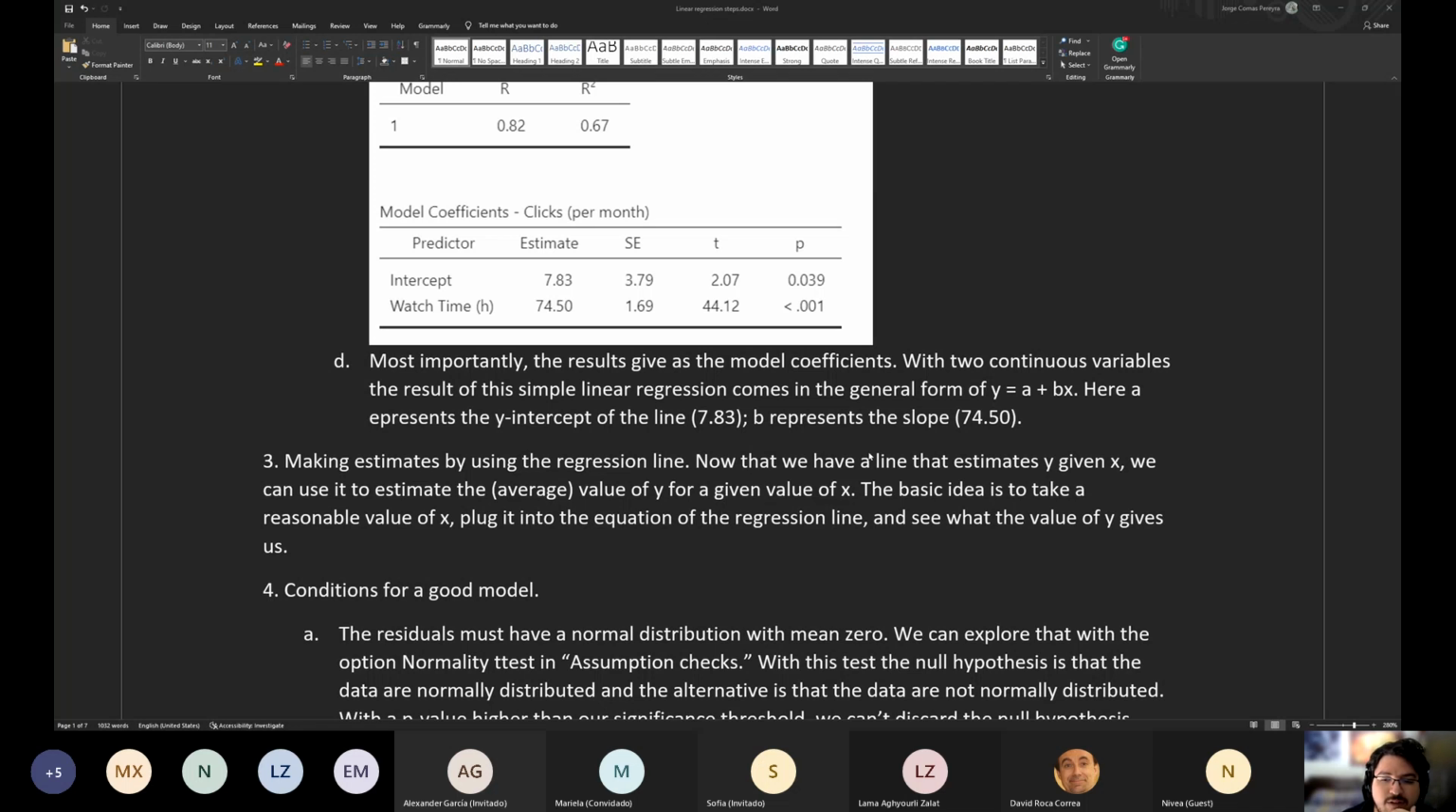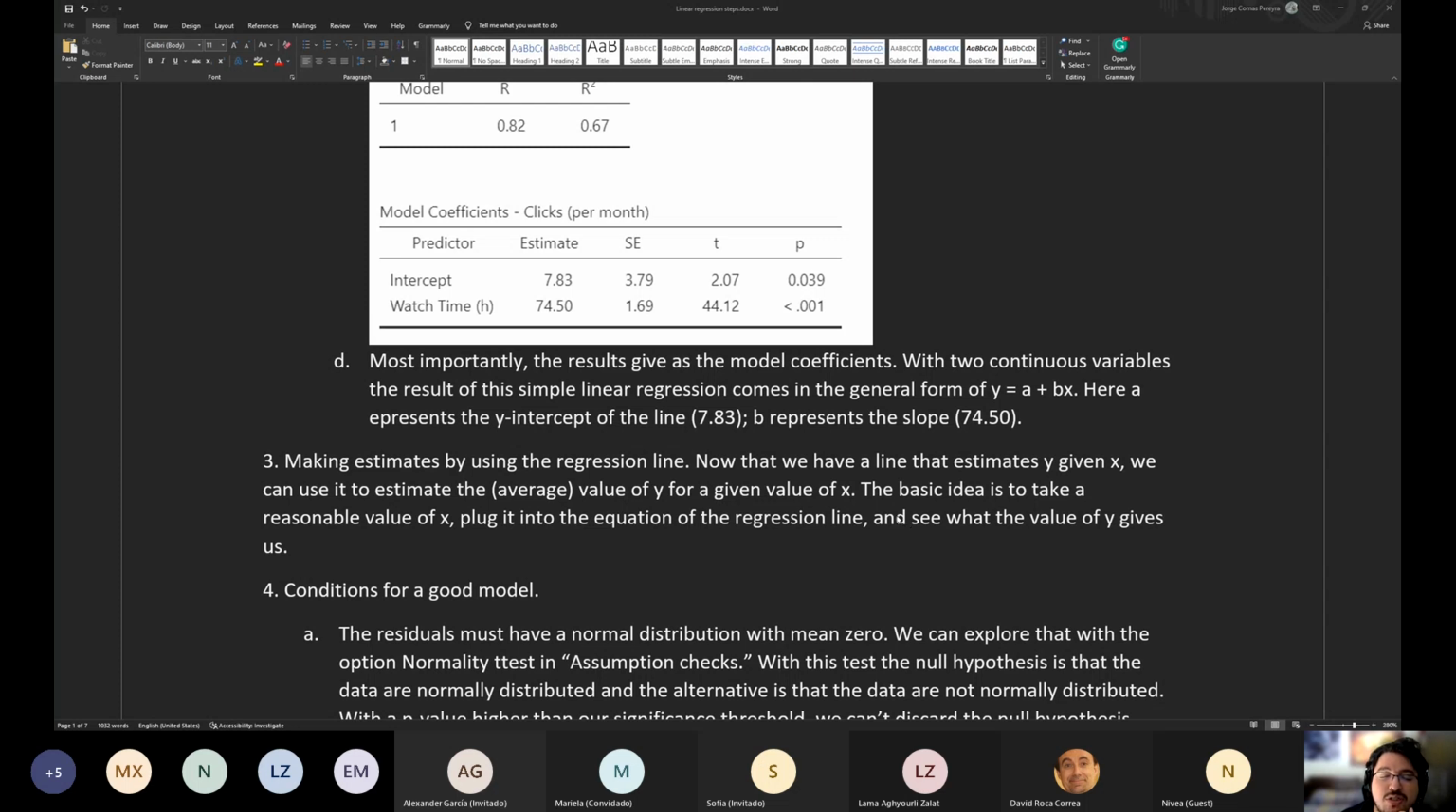Okay, so we have a formula. We can plug values of x, and we can estimate the average value of that y for that given value of x. Here it says the average, because remember, this number here, the estimate, is just a central value within the 95% confidence interval. Well, within any size confidence interval. So the basic idea is to take a reasonable value of x, plug it into the equation of the regression line, and see what value of y it gives us.